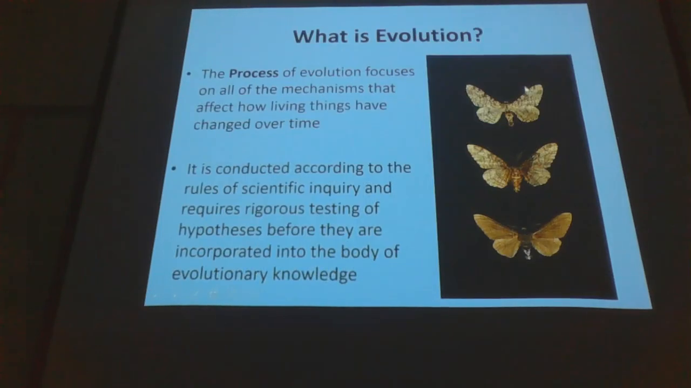And the process of evolution focuses on all the mechanisms that affect how organisms change over time. So you can define evolution simply as change over time. Over time in a single individual, or over time over the course of generations of a species? Check one or check two? Check two, right?